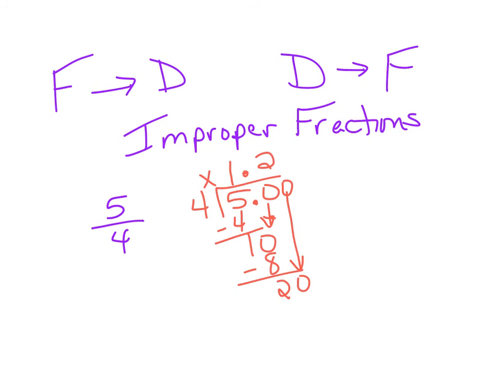So 4 into 20 is 5. 4 times 5 is 20. So that's 0. So that means 5/4, 5 out of 4, is going to have a whole number. So your answer is 1.25. So be careful with that because they'll try to trick you with that information.